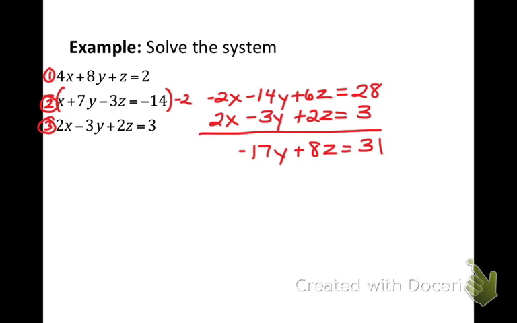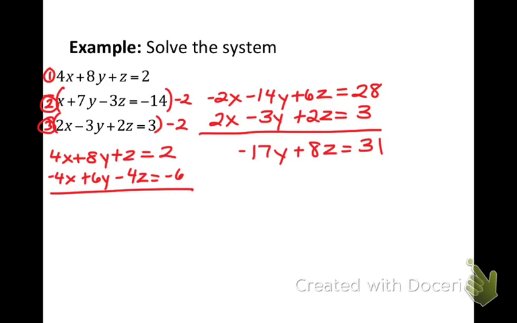I can either combine it with 1 and 2 or 1 and 3. Which one would you prefer? There's no right or wrong. With 3? Okay. So if I combine it with 3, what would I need to multiply 3 by to eliminate my x's? Negative 2. So I'm going to rewrite line 1 down here: 4x plus 8y plus z is equal to 2. And I'm going to multiply everything in line 3 by a negative 2. So that gets me a negative 4x. Negative 2 times negative 3 gets me a positive 6y, minus 4z equals negative 6.